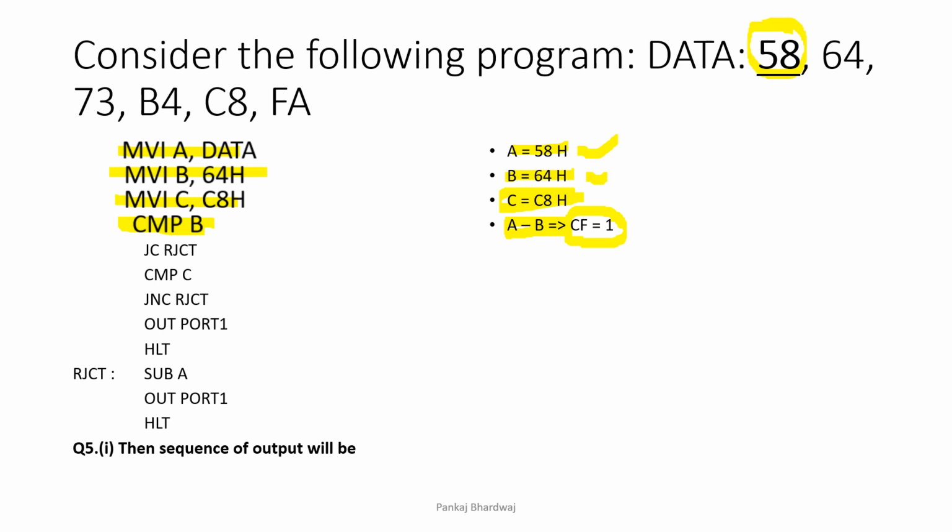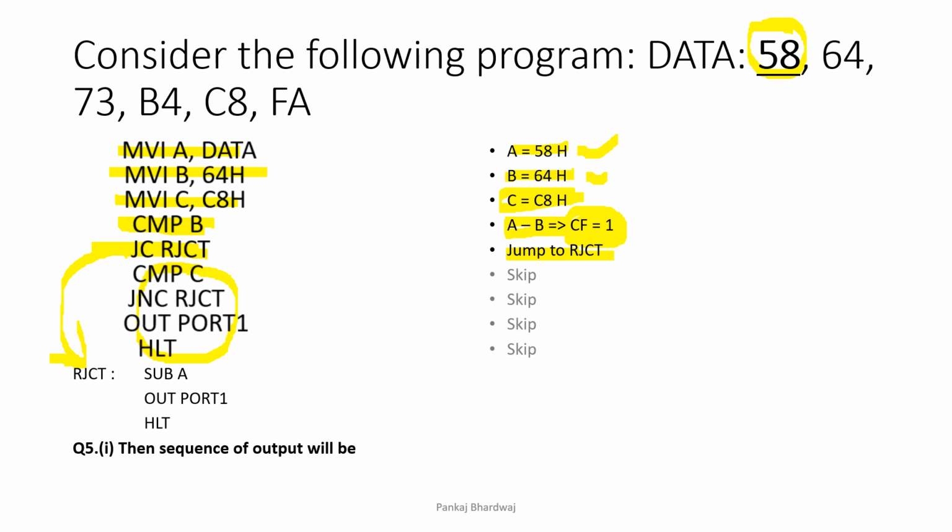That means yes, we need to set the carry flag to 1 because the data is negative. So the data is negative, that means next instruction jump on carry, and jump on carry means jump to reject, RJCT instruction. So this line executes. Why? Because we already have carry flag set, so it jumps to reject. Now these four instructions will not execute, because we have jumped to this particular line. So we have skipped these four instructions.